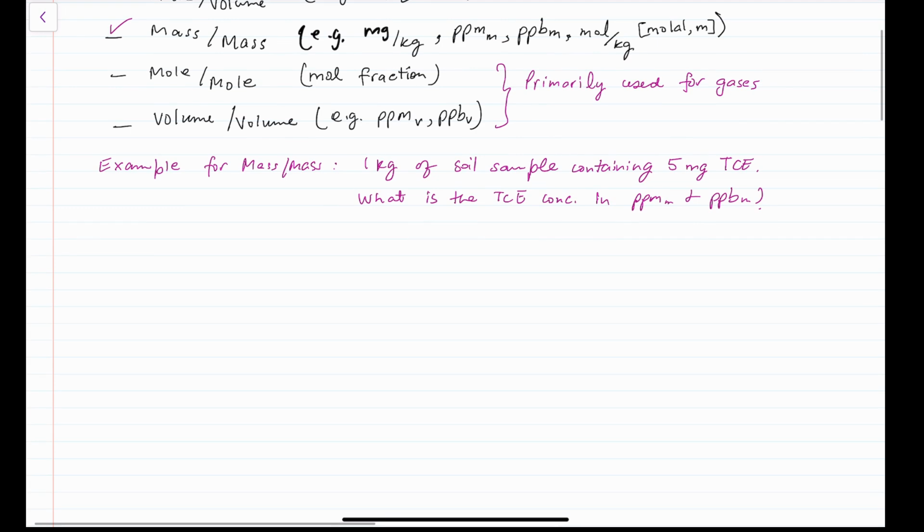So how do we solve this? For solving this, ppm on a mass basis is defined by mi over m total into 10 power 6. Mi is the species of interest, so in this case that would be 5 milligram. That would be 5 milligram divided by a kilogram, into 10 to the power 6.